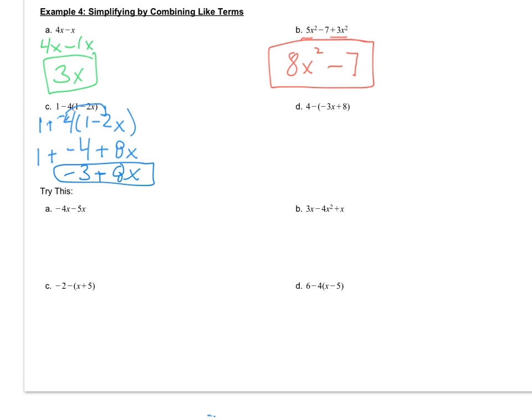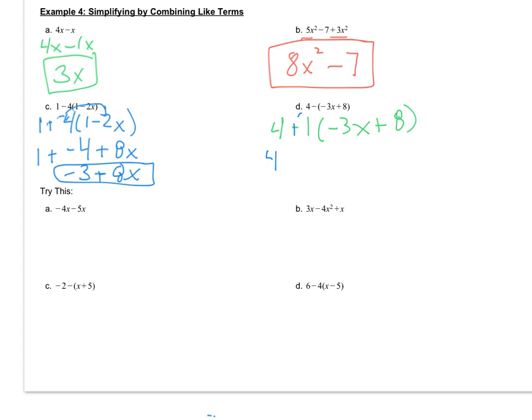In letter D, we have 4 minus a negative 3x plus 8. Now with this one, I would highly recommend you rewrite it so that you remember that this minus is really a minus 1. So we have 4 minus 1 times negative 3x plus 8. That 4 minus 1, we can remember that this is like adding a negative. So we're actually distributing a negative 1.